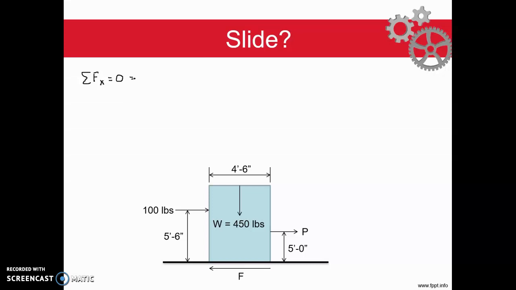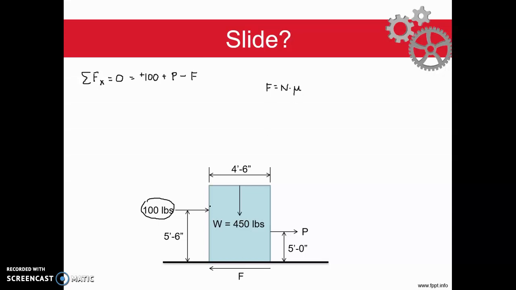And so those forces are going to include the 100-pound force that's being applied right here, and P, which we don't know yet, and F, which is going to be going in the opposite direction of motion. And we don't know that yet, but we can calculate that. The friction force is equal to the normal force times the coefficient of friction.